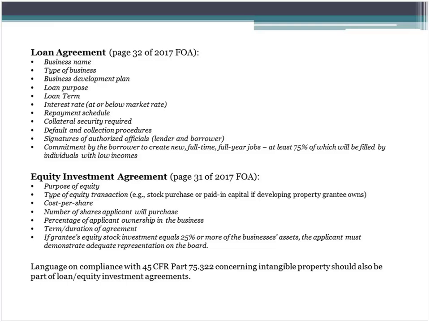Balloon loans are only allowed if they're paid in full before the end of the project period, but those are risky loans, and I don't recommend them. I never recommend balloon loans.